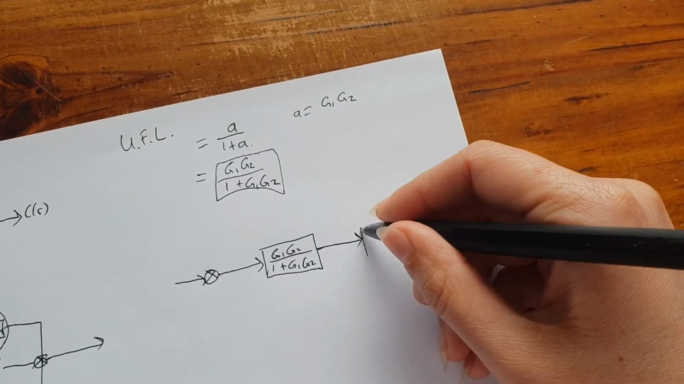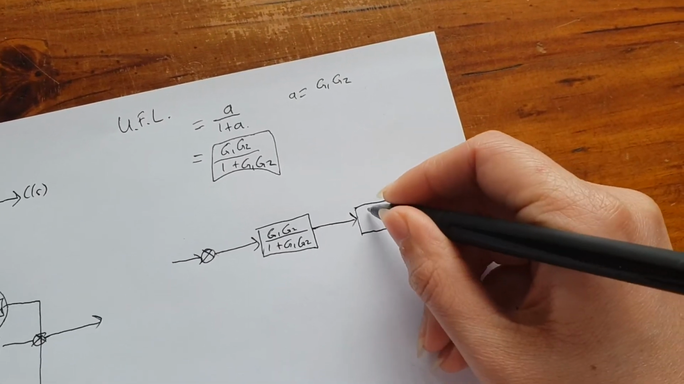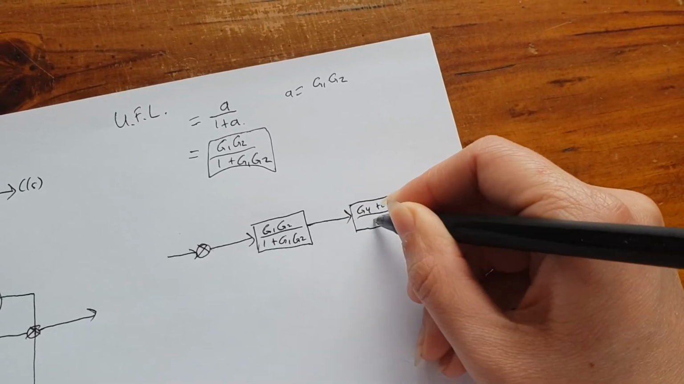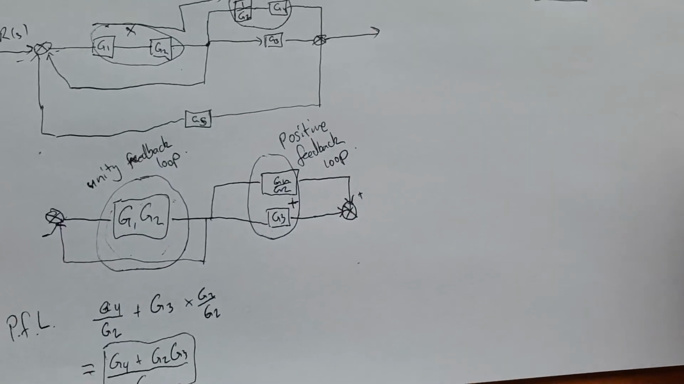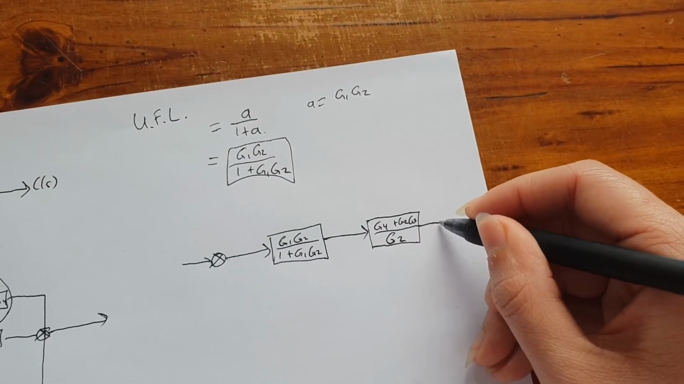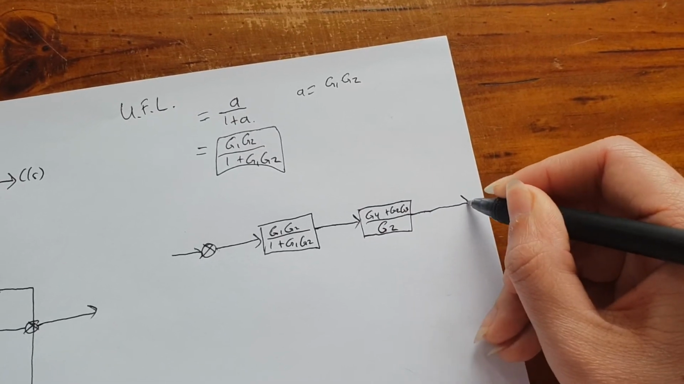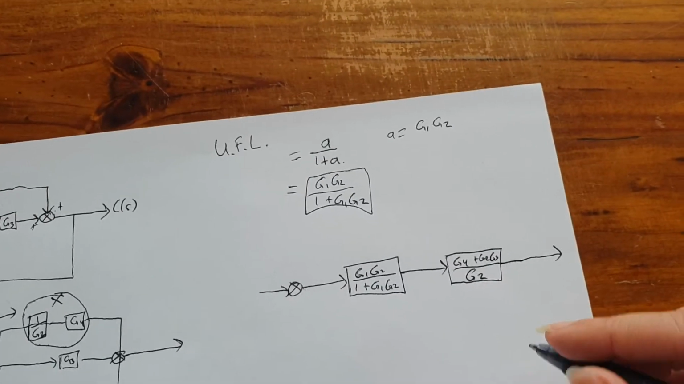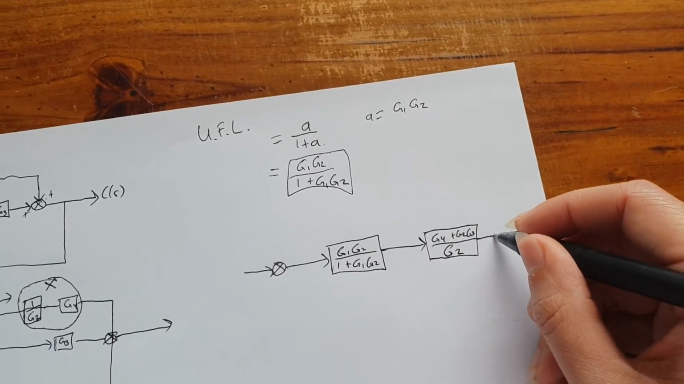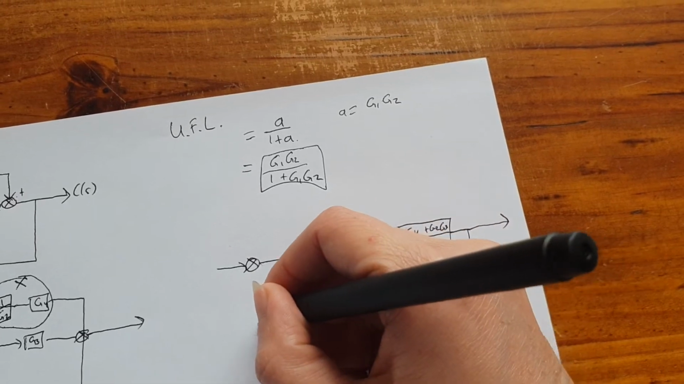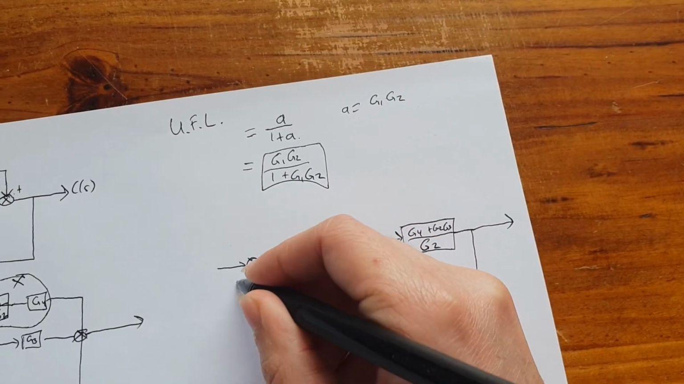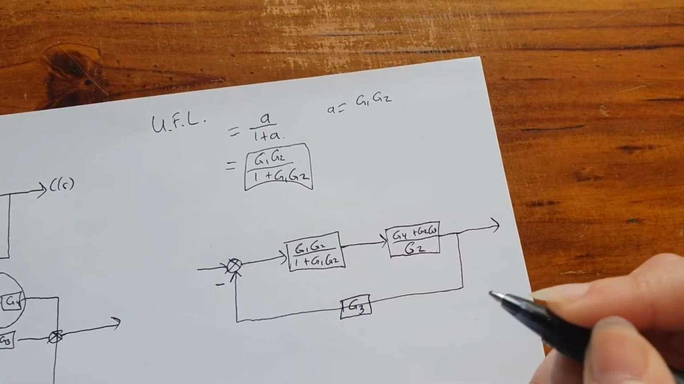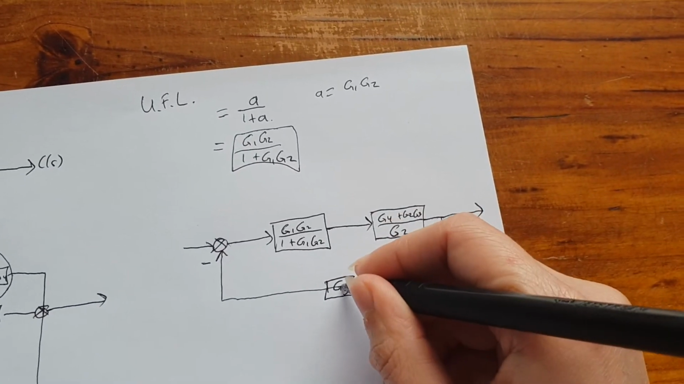Which is G4 plus G2, G3 over G2. Then we have our last little function that we had not touched yet. So make sure not to forget any of your steps when you're reducing sections at a time. Oh, G5.